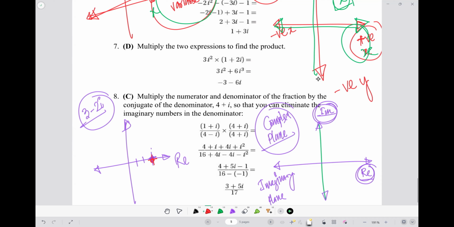Okay, so this is the axis of imaginary, this is the positive imaginary, and this is the negative imaginary. So negative 2i is 1i, negative 1i, negative 2i. This is the location where 3 minus 2i is located. This is called the complex plane.